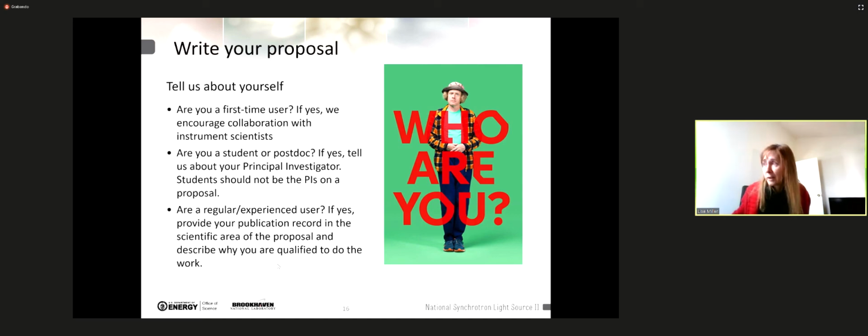And ways of demonstrating that you're an experienced user is by publications first and foremost in the scientific area of the proposal, so that we know that you're qualified to do the work. One thing that the reviewers don't like to see is a CV with 100 publications on it, none of them have anything to do with the synchrotron or the project that you're doing. We really want to focus on your expertise in doing synchrotron experiments in your particular research area. Okay, so we're going to talk about yourself and your collaborators on the proposal.